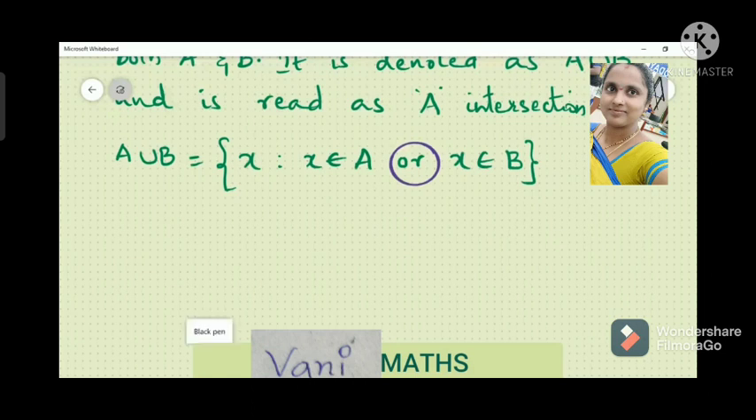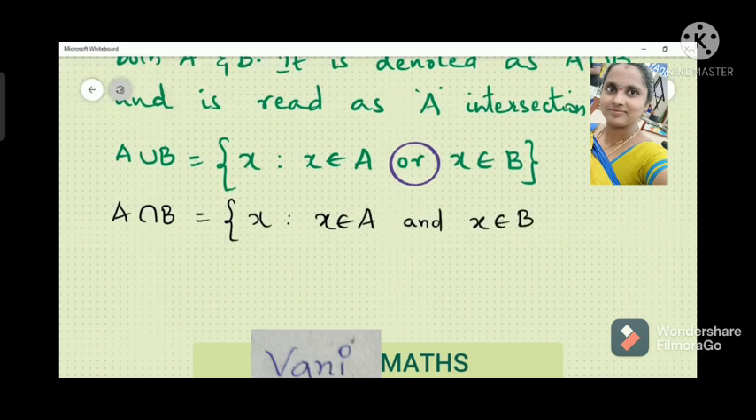Next, let us write the set builder form of A intersection B. A intersection B is equal to {x such that x belongs to A and x belongs to B}. We use the word AND for A intersection B. This is about A union B and A intersection B.